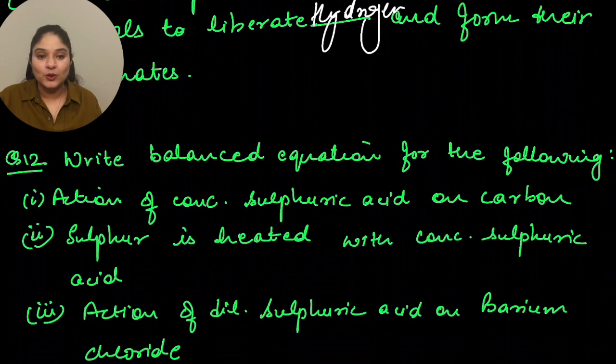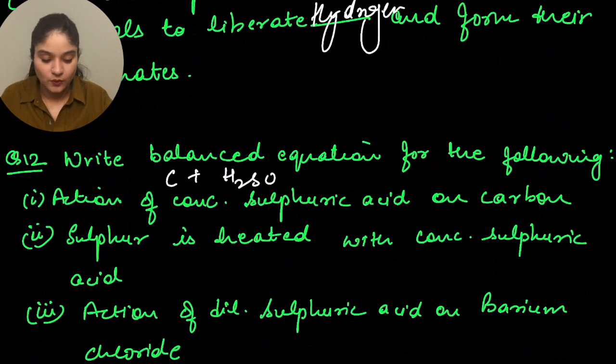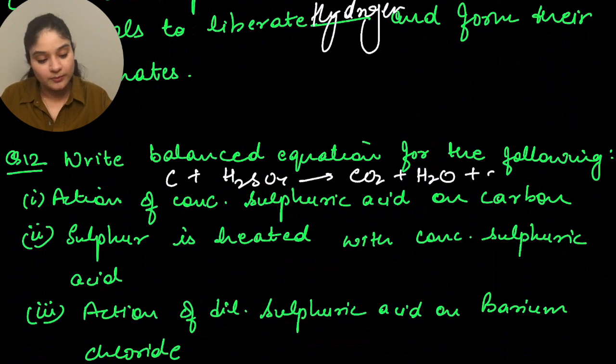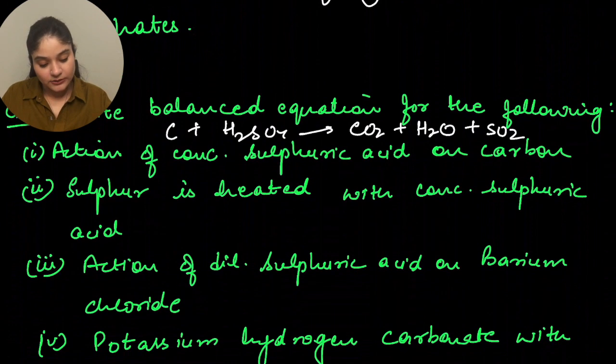Write balanced equation for the following. That is action of concentrated sulfuric acid on carbon. Then in the next part you have sulfur is heated with concentrated sulfuric acid. Okay, let's start with the first one. So carbon plus H2SO4 will give you CO2 plus water plus SO2. Then sulfur is heated with concentrated sulfuric acid.